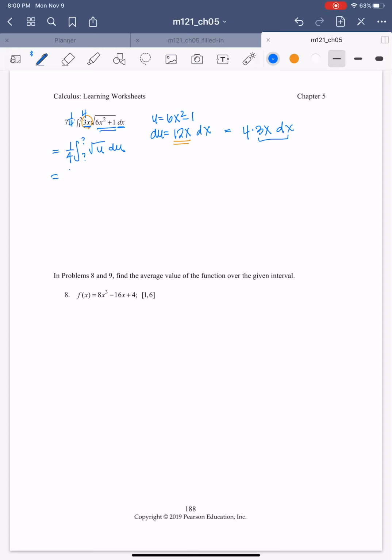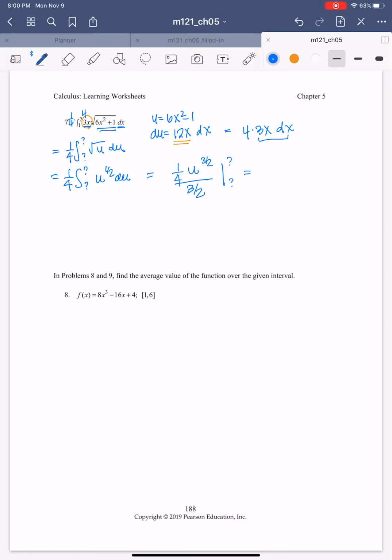Which is equal to 1/4 u raised to the half du. Half add 1, that will be 3/2. And then we raise by that and divide by that. So I'm going to have 1/4 u raised to the 3/2 divided by 3/2.